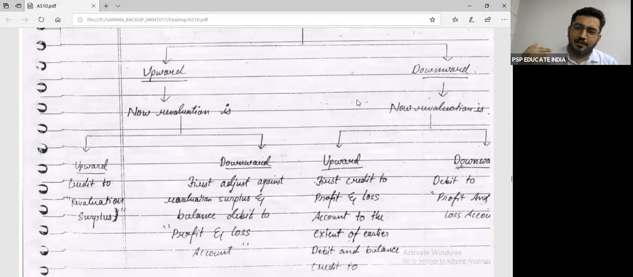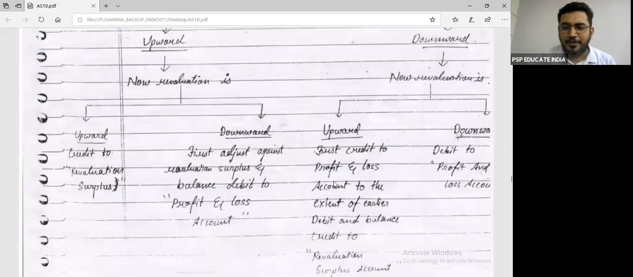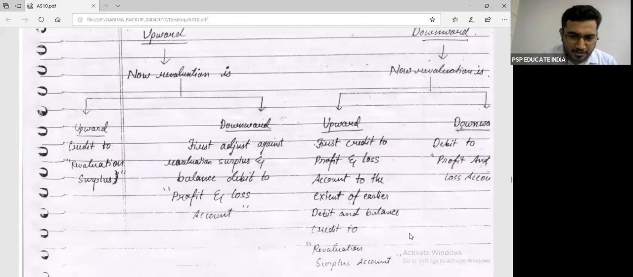If earlier revaluation was downward, now revaluation is upward. पहले हमने क्या किया, डेबिट P&L के, अब जितना डेबिट किया उतना पहले क्रेडिट कर देना पड़ेगा. First credit P&L to the extent of earlier debit, and the balance credit will go to revaluation surplus account.